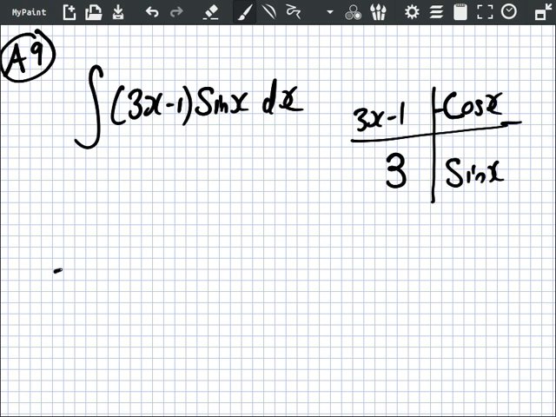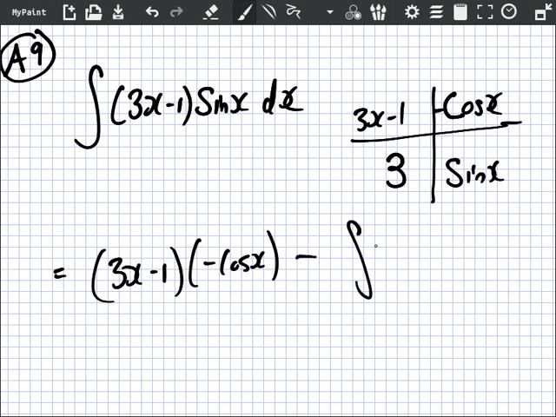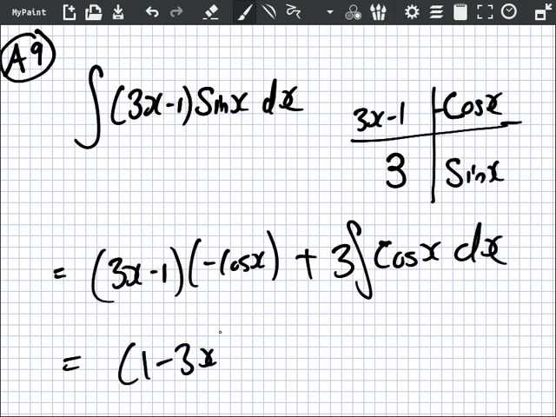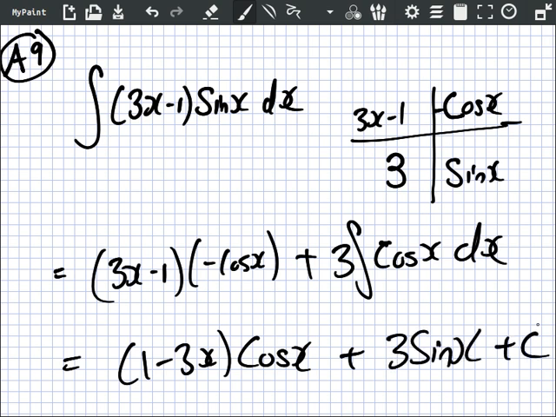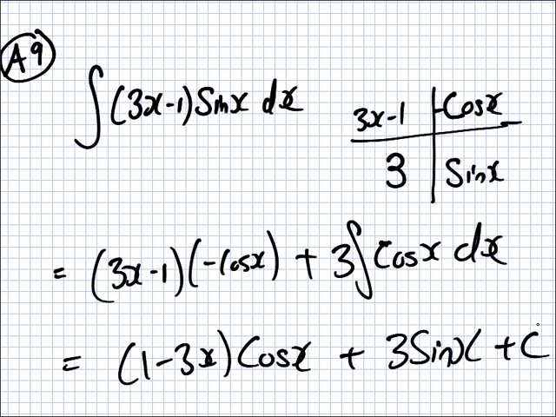Very good. So this is equal to F G minus F derivative, which is 3, G, which is minus cos x, isn't it? So we're left with our answer. Our answer is 1 minus 3x cos x plus 3 sine x plus c. Okay, that was number 9.